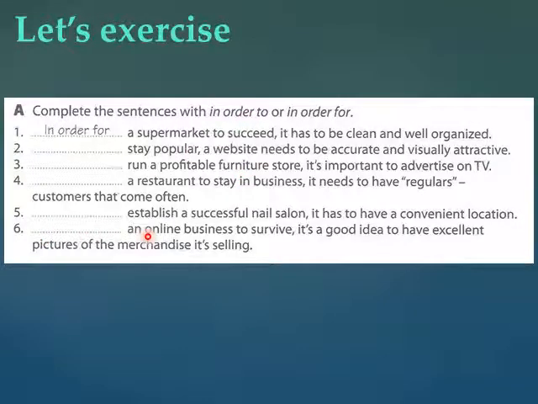Number 6 here, we have an online business to survive, it's a good idea to have excellent pictures of the merchandise it's selling. Okay, here we are going to choose in order for. The merchandise here, this is the thing that it's selling, or the product that it's selling. You need to have a lot of pictures of that. So again, here we're going to put in order for. So let's move on.